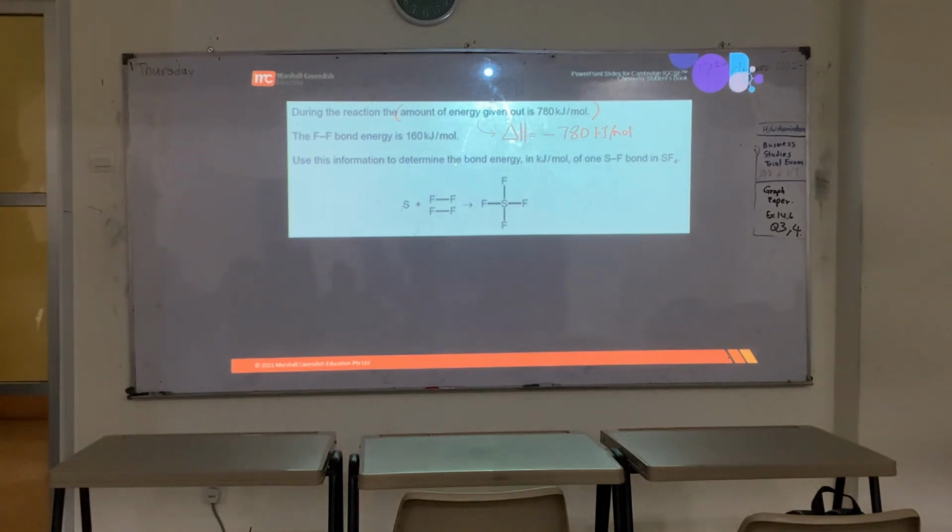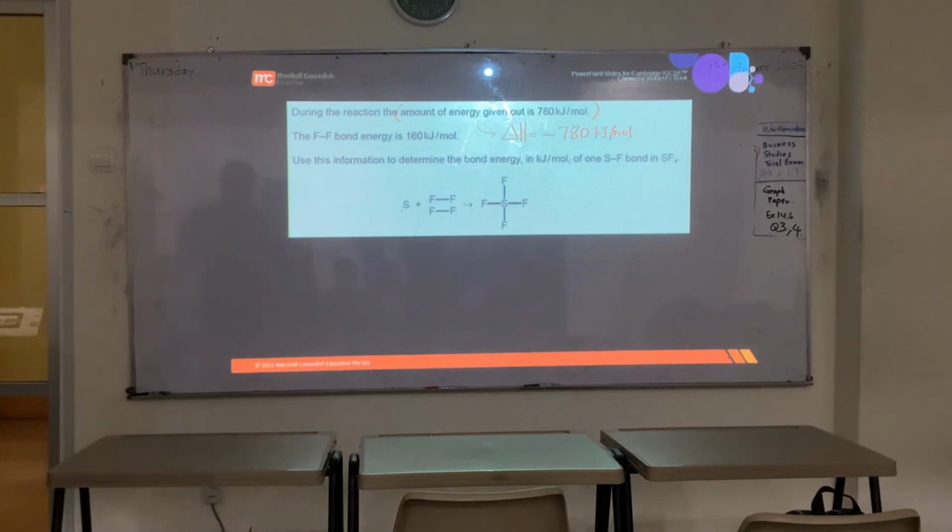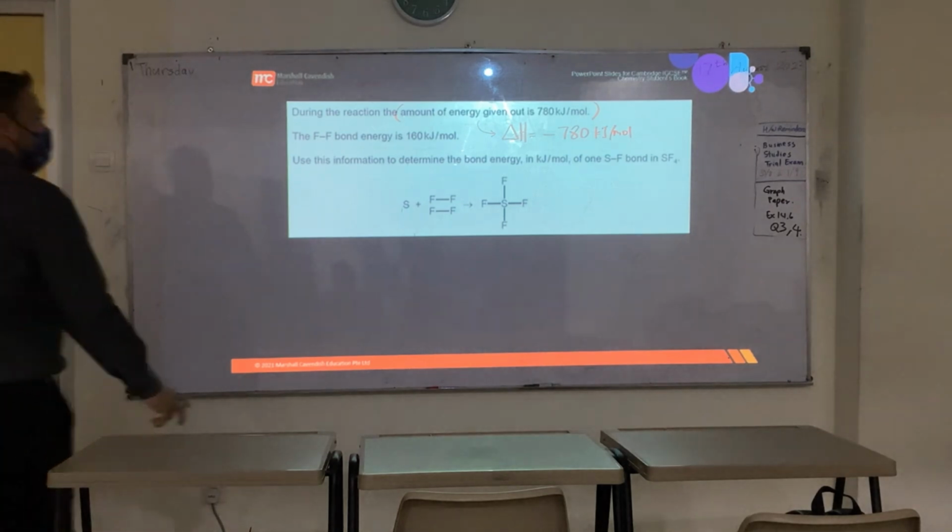Determine the bond energy. So you're determining the bond energy. All the earlier questions that we looked at, they gave us all the bond energy, right? And then we calculated the delta H. Wait, they want you to find the right side? No, they want you to find one bond. They want you to find this bond, SF.